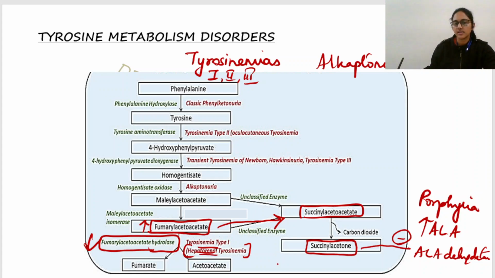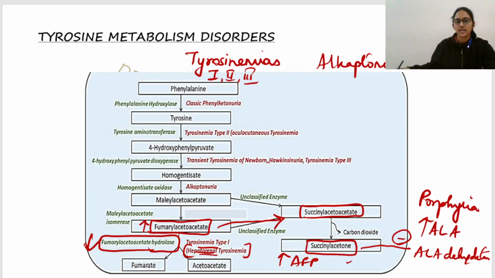So in children, what will happen? There will be elevated alpha fetoprotein in circulation. Also, you will find hepatomegaly, jaundice, cirrhosis, hepatocellular carcinoma. So these features are also present in type 1 tyrosinemia.